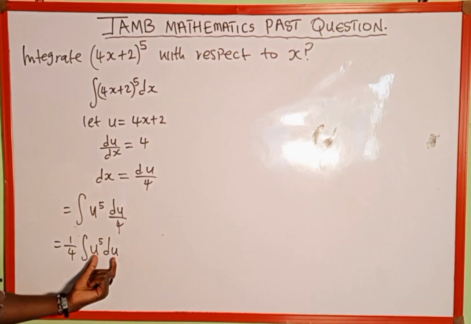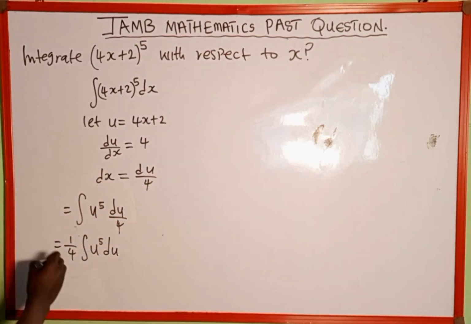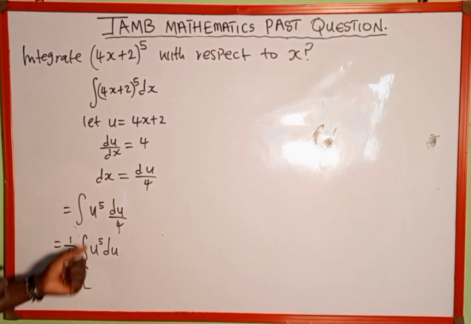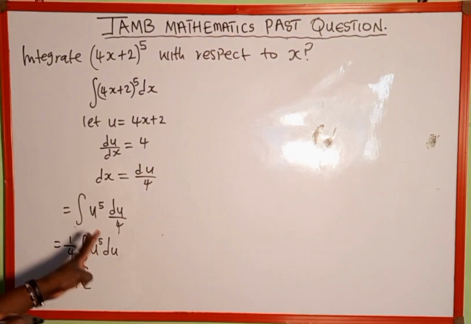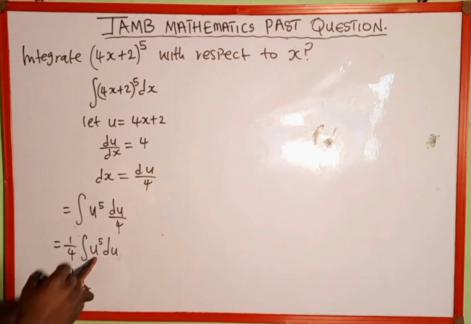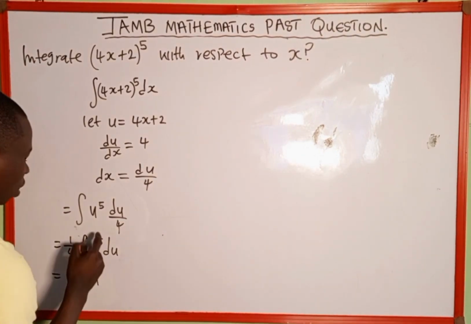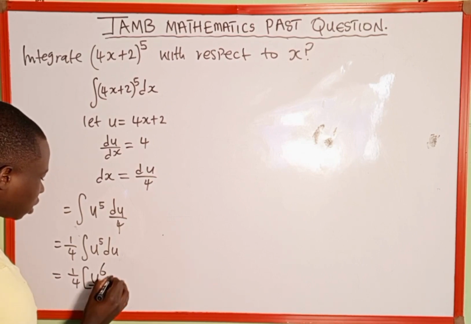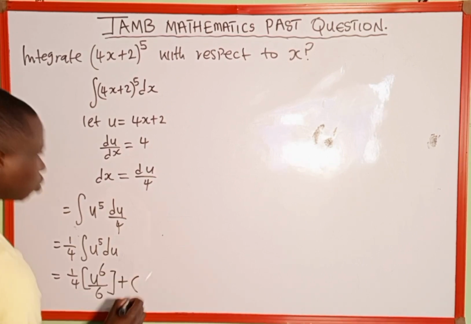Now we're going to integrate u to the power of 5 with respect to u. This is going to be 1 over 4, then we open a bracket. Remember, in integration, we add 1 to the power, divided by the new power, plus the integration constant because there's no limit. So we write u, adding 1 to the power of 5 becomes 6, then divided by 6, then plus the integration constant.